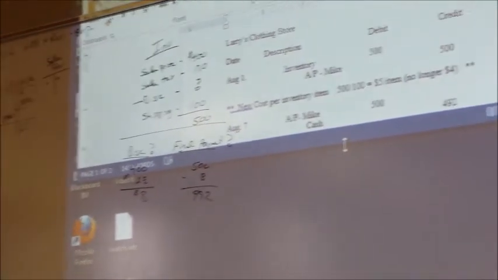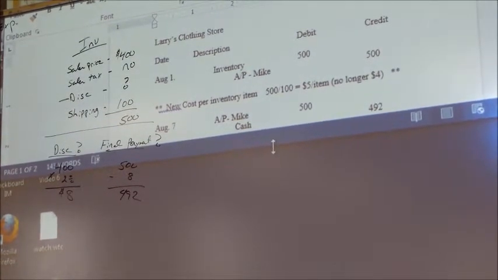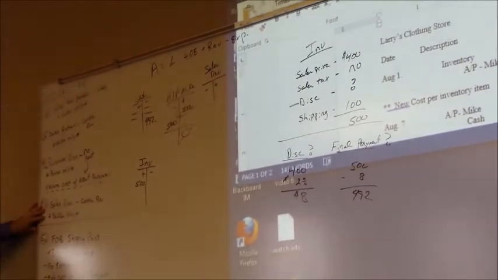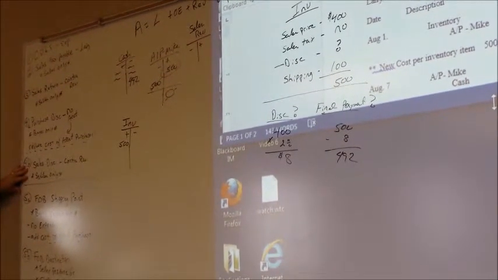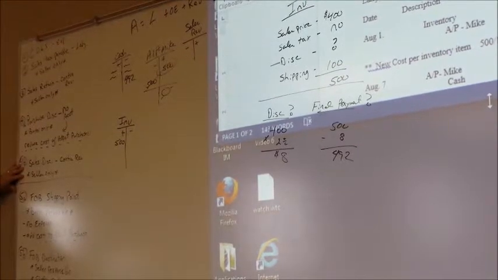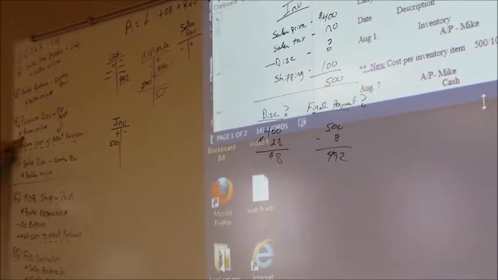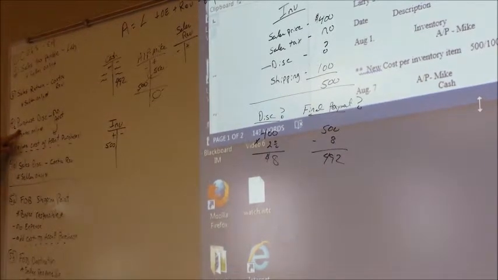Okay, now, for that last entry, this is where most people get a little mixed up. They want to call it something that it really shouldn't be. They may have the right number, but they don't call it the right thing. Which one am I talking about here? Purchase discount or sales discount? Purchase discount. Why? You got a discount on something you bought. Yeah, but why purchase and not sales? Because you're the buyer. Yeah, we're the buyer right now. So it's called a purchase discount.